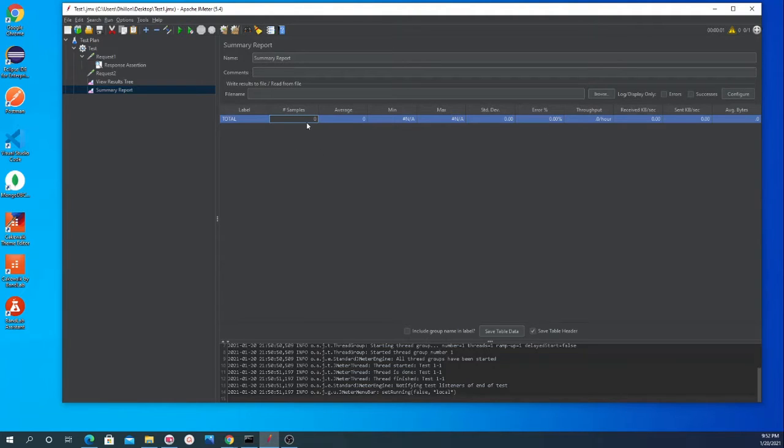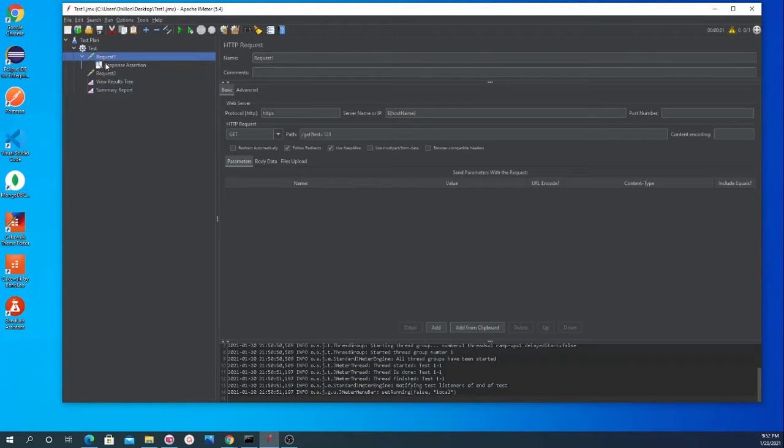It will give the number of samples that are fired. It will give the average. The average is how long did it take. The minimum, the minimum amount of time it took by any sample, the maximum time it took by any sample. What is the standard deviation? How many errors did occur in that specific sample?